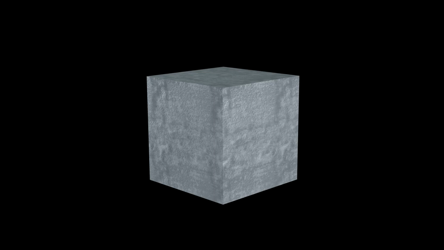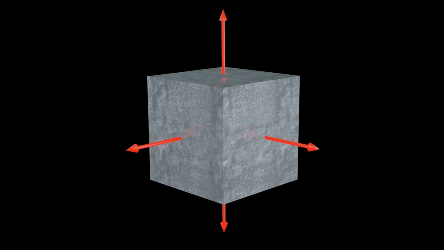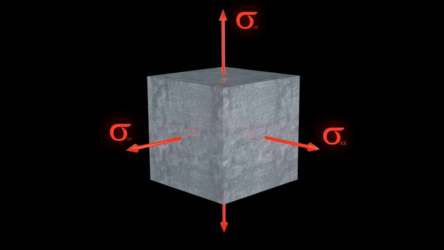The stress tensor contains 9 components, 3 normal stress components and 6 shear components. Firstly, we have sigma xx, the stress acting on the x-axis, sigma yy, the stress acting on the y-axis, sigma zz, the stress acting on the z-axis. We also have 6 shear components: tau xy, tau xz, tau yx, tau yz, tau zx, and tau zy.